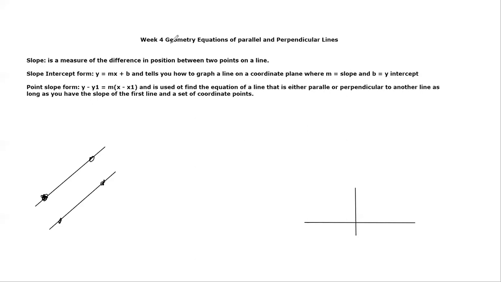It's usually shown on a coordinate point. I hope all this stuff is sounding familiar to you, because the slope part is just kind of the review. So then we have slope-intercept form. Again, slope-intercept form is y is equal to mx plus b, and it tells you how to graph a line on a coordinate plane where m is the slope and b is the y-intercept. If you're wondering what a y-intercept is, it's just wherever the imaginary line you're trying to graph touches the y-axis. That point is called the y-intercept.